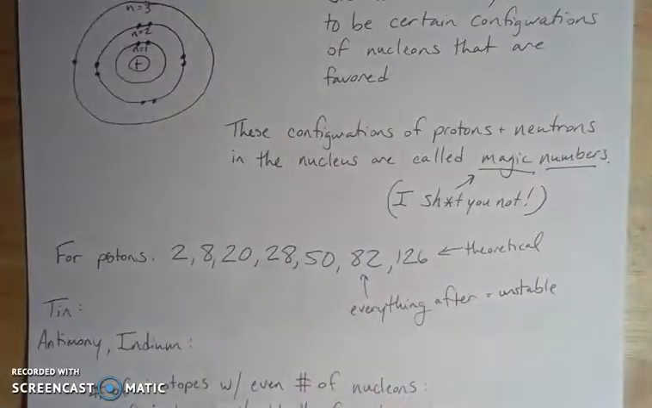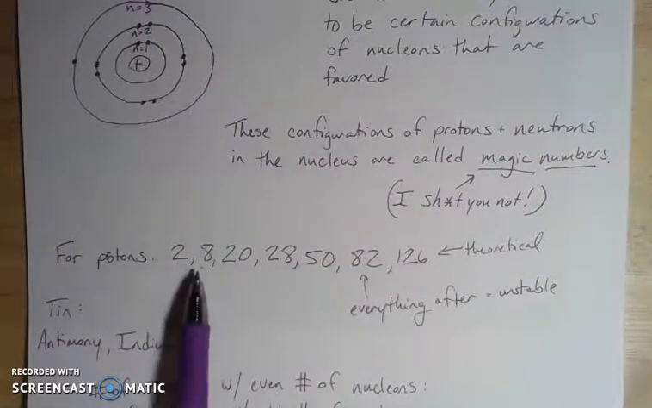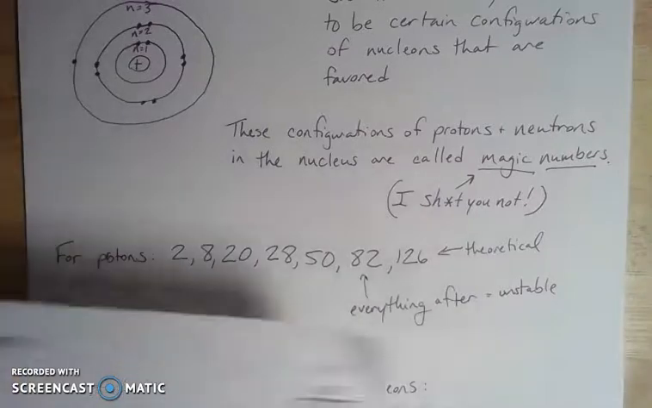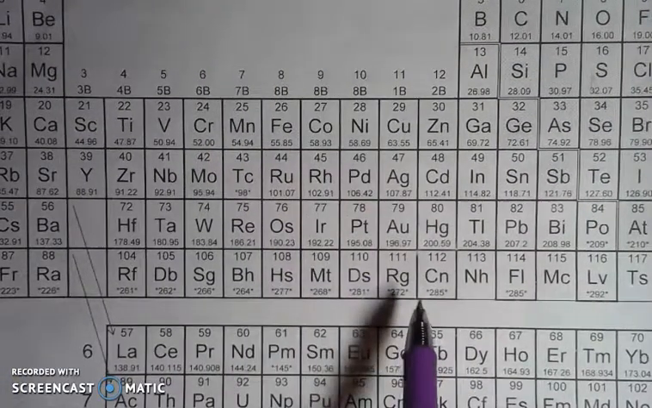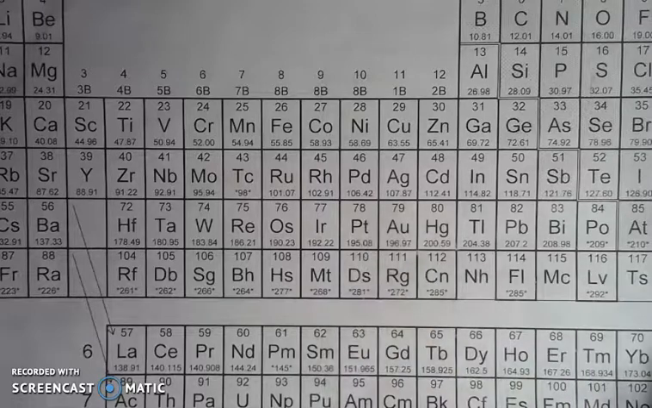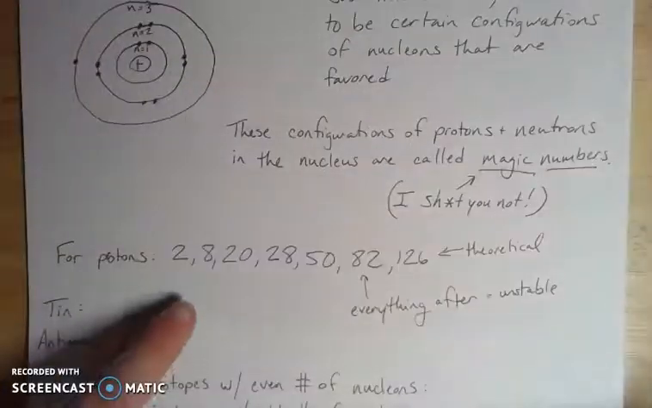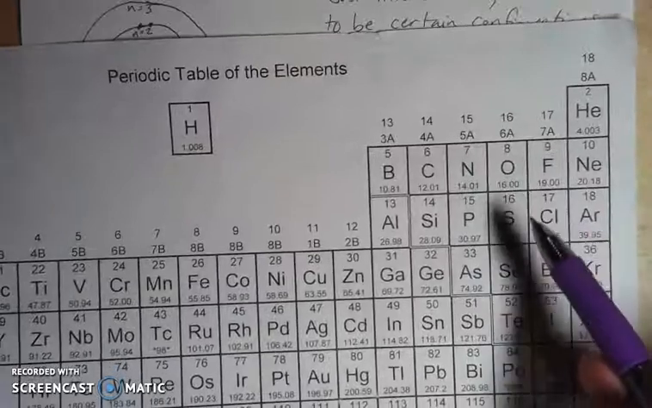All right, so for our other ones, 8, 20, 28, 50, going back to our periodic table, 28 is nickel, 20 is calcium, 8 is oxygen.